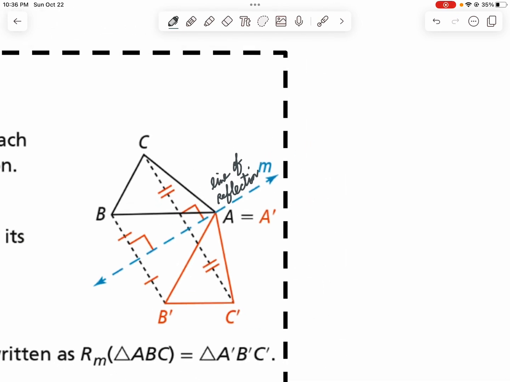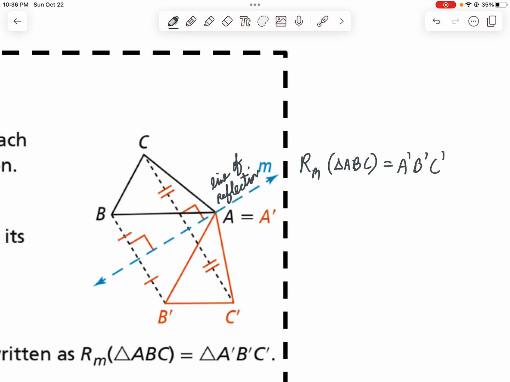But how do we write the rule? Well, because it's a reflection, we start with the letter R. Capital R implies that it's a reflection. And then in the subscript, we write down what line we reflect across. In this case, we reflect across line M. Okay? Then we apply it to an input. In our figure, the input is triangle ABC. And that produces an output, A prime, B prime, C prime.